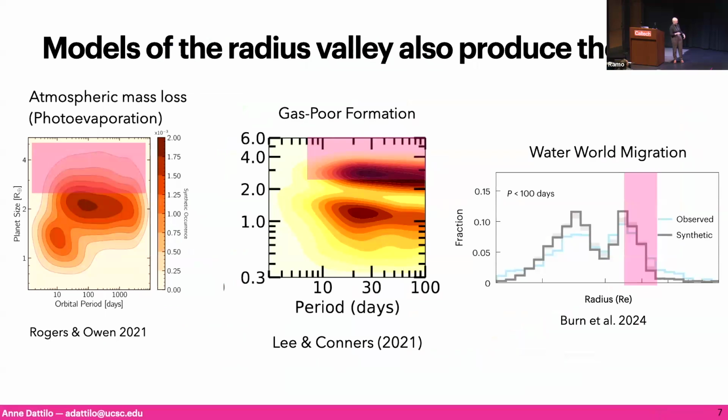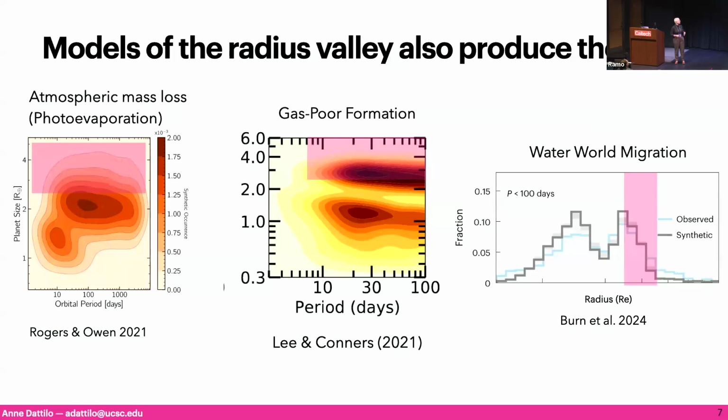And so all of these different formation and evolution mechanisms are modeled to fit the radius valley, but you get out a strikingly similar feature to the radius cliff, right? Evolution models like photoevaporation pop it out, gas-poor formation, it comes right out, and even water world migration models also have a cliff, seemingly at exactly the same place that is observed in those occurrence contours.